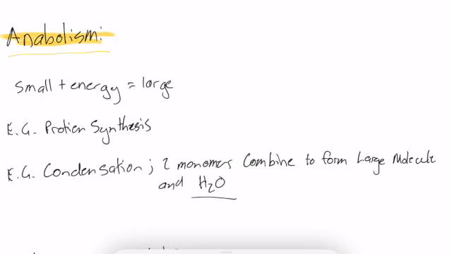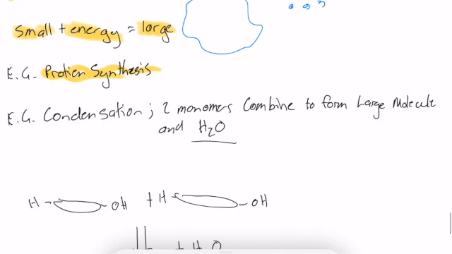Moving on to the specific types of metabolism, we have anabolism, which will be our first type, which is the formation of a large molecule from a small molecule with an energy input. If you look at something like protein synthesis, we're forming that large, complex 3D protein from small amino acids. An example of anabolism is condensation, where we have two monomers combining to form a large molecule and another product being water.